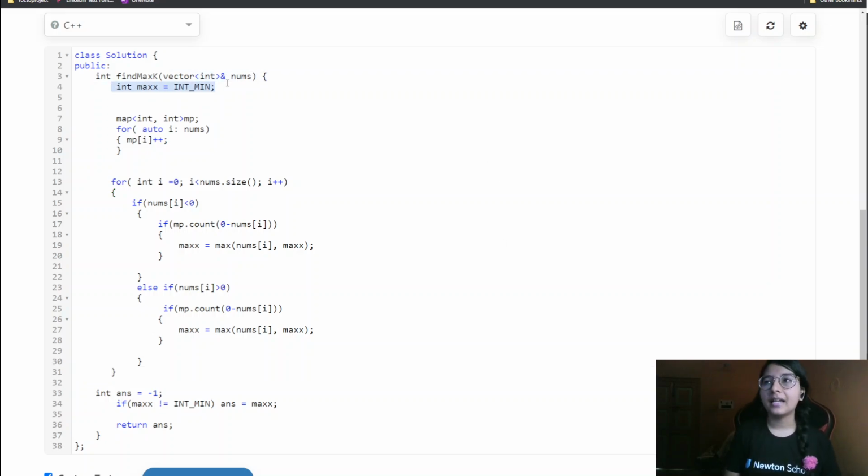So here, for this maximum, we are starting with INT_MIN, and then after that, here we can use unordered map as well.